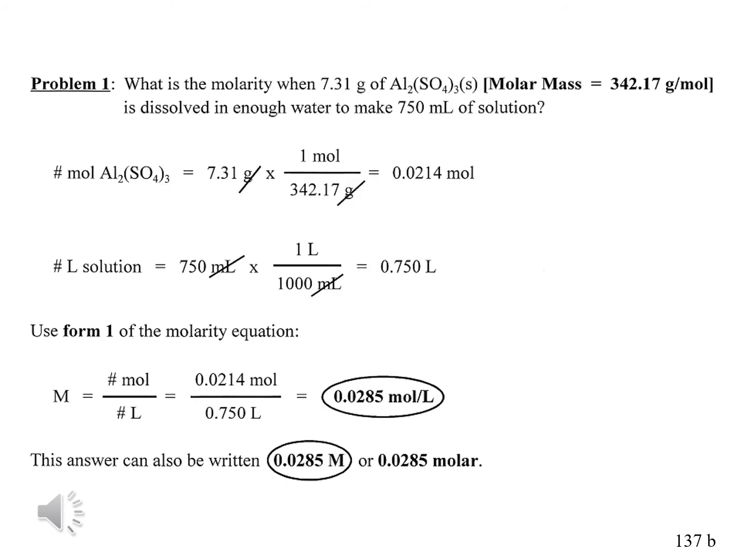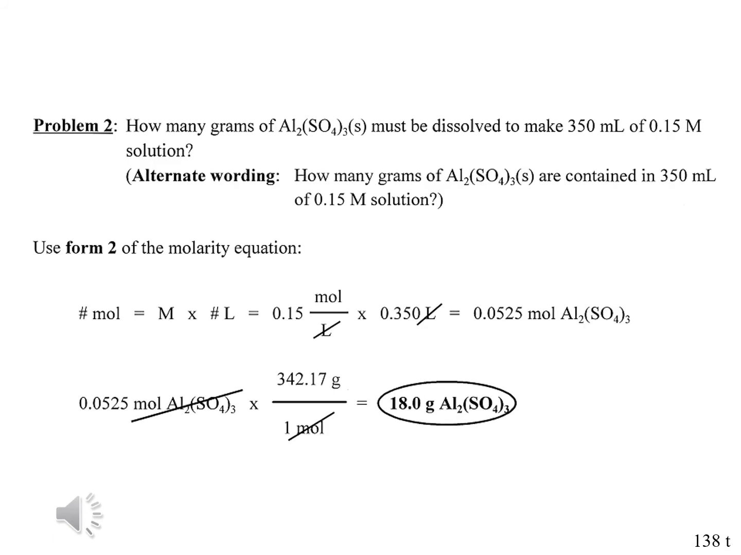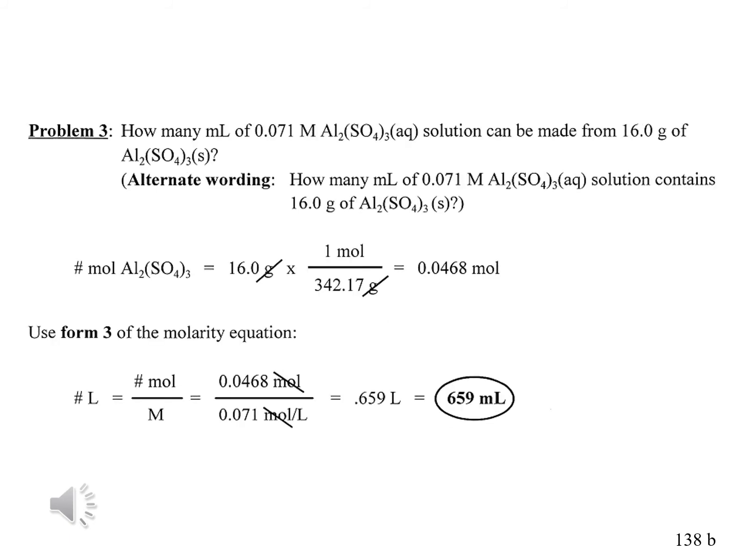We already did this problem during the first lecture, where you calculate the molarity from grams and milliliters. This is an example of a problem where you calculate moles and then grams, given the molarity and the liters. This is an example of one where you calculate liters given moles and molarity.